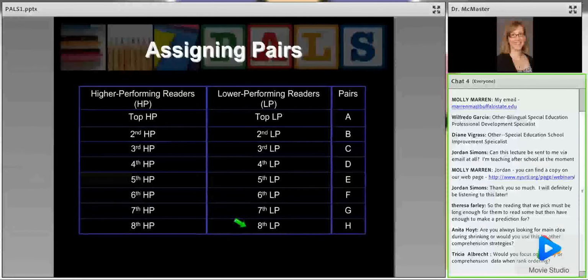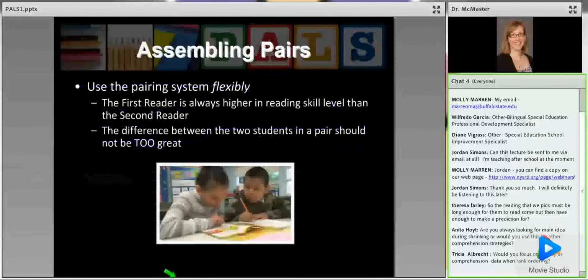It would be hard to find reading material that is both at the weaker reader's level but also appropriate for the stronger reader, and they might just get very frustrated. That doesn't always happen. Sometimes your top high-performing reader wants to be a teacher when they grow up, and they might have really great skills for working with a low-performing student, but that's not a typical scenario. So it just works better when there's some gap, like here, but not too wide of a gap between the pairs.